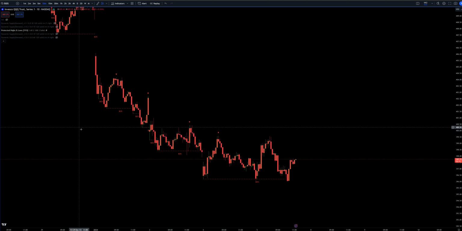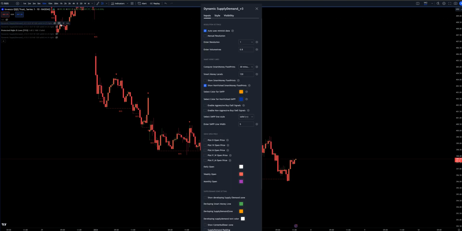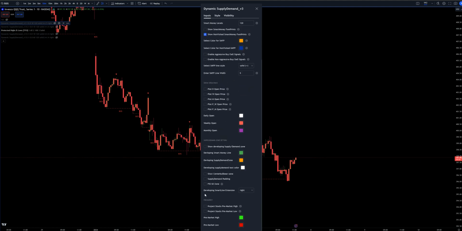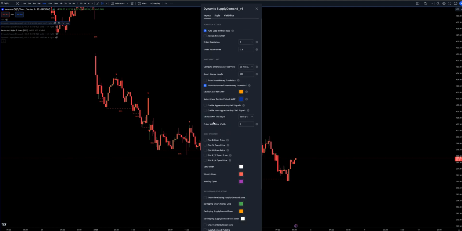Now, how do we actually take the trade? I have this dynamic supply demand, which is the smart money trade. I have a couple of additions. For the 30-minute, everything is turned off, so you can see nothing is checked here. The only things you need are one on resolution, volume area 0.8, then 30 minutes and show the non-visited footprint. You can control the width of the line, solid or dotted, whatever.